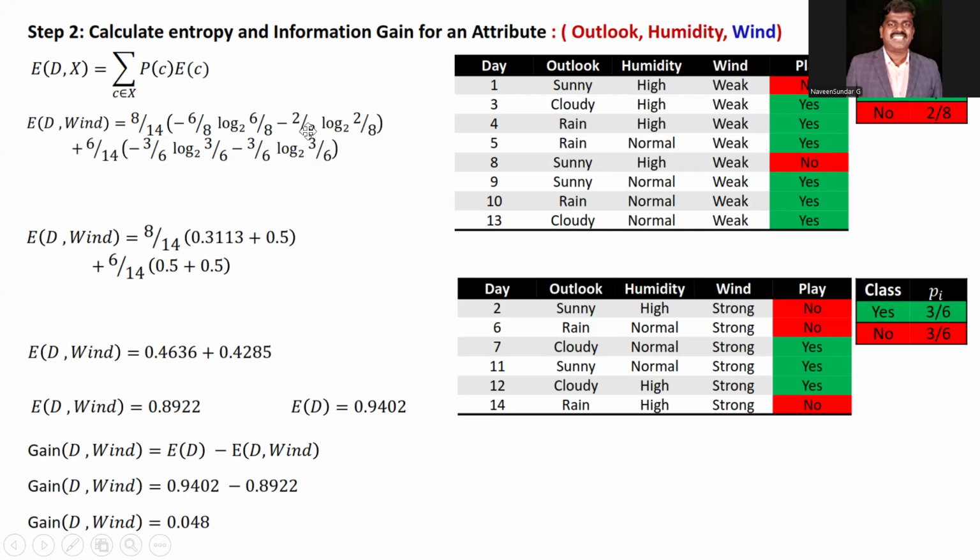Got it? And then similarly for this, I have to find out. For strong, how many times does yes occur? 3 times. No, how many times occurs? 3 times occurs. So 3 by 6, 3 by 6. So both we can put minus 3 by 6 plus 3 by 6, minus 3 by 6 and plus 3 by 6. Got it? So I'm finding the logarithmic value of it, and then I know about E of D already, 0.9402, and then I have to subtract that value, and then I'm getting 0.048. Now I have to check whether the information gain for outlook is high or humidity is high or wind is high.